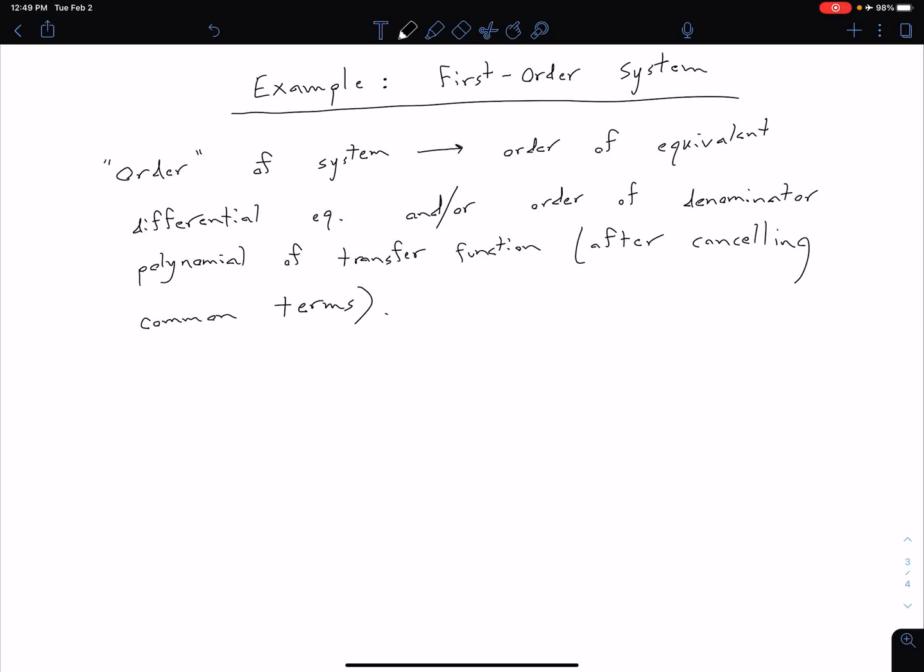We're going to start out by looking at an example with a first order system. We're going to come back later and look at generalized systems for both first and second order, but we're going to start here to hopefully ease everybody into this idea.